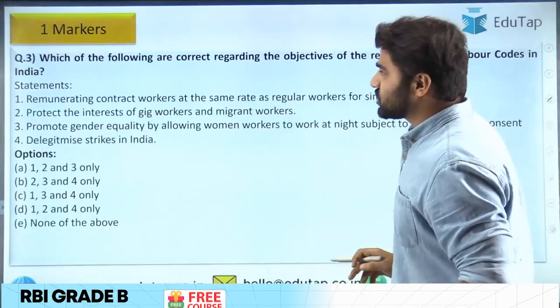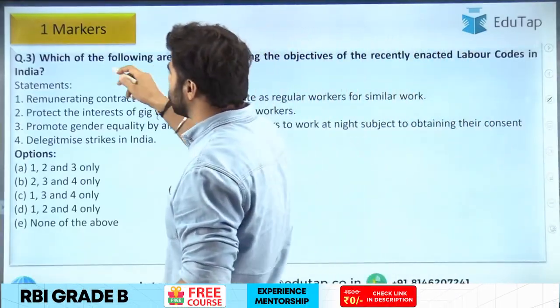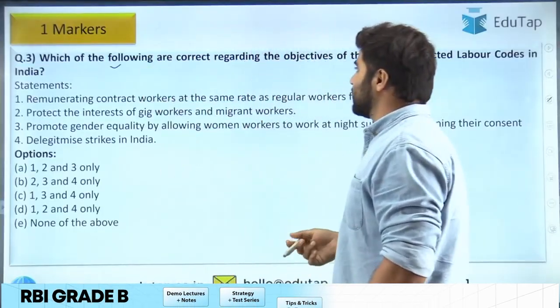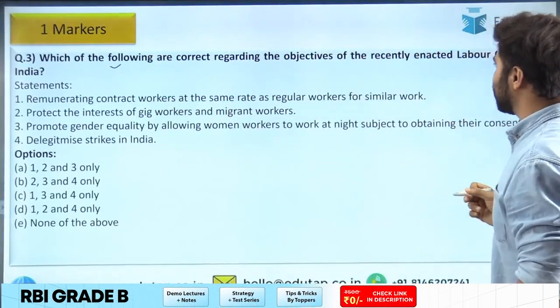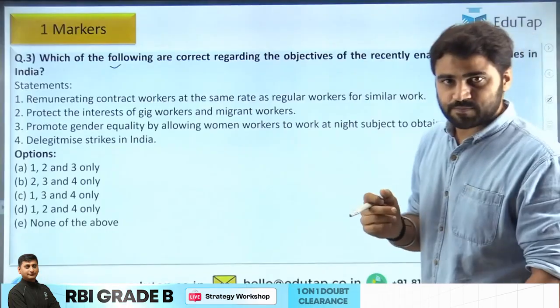Now let's move to question number 3, guys. Question number 3 is: which of the following are correct regarding the objectives of the recently enacted labor codes in India?